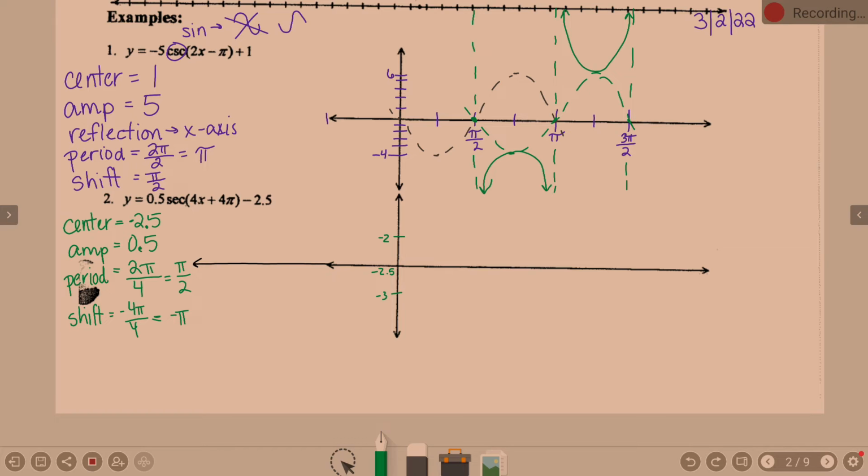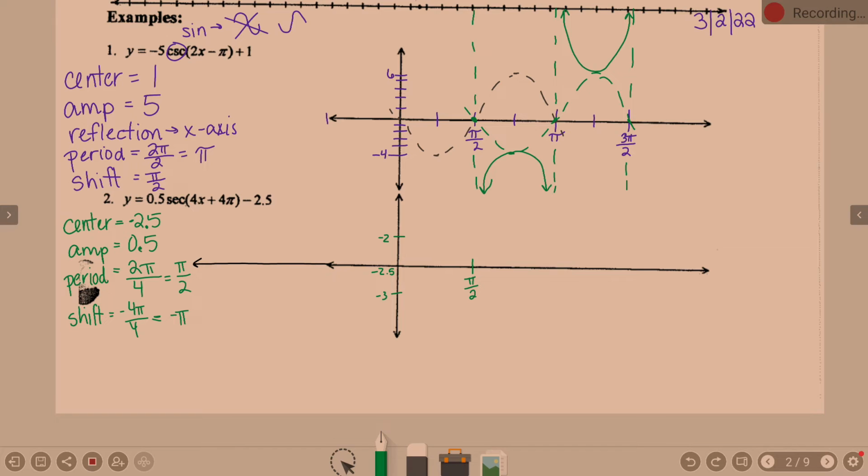Okay, let's see. We have a period of pi over 2, yes? So as I label this, I need to label pi over 2. Now, I'm not going to make my pi over 2 huge here. So a period of pi over 2 says my whole graph has to fit between 0 and pi over 2. That's my whole graph. It's between 0 and pi over 2. But then we're going to end up having to shift it left pi. So if we start labeling left pi, okay, so here is 0 to pi over 2, correct?